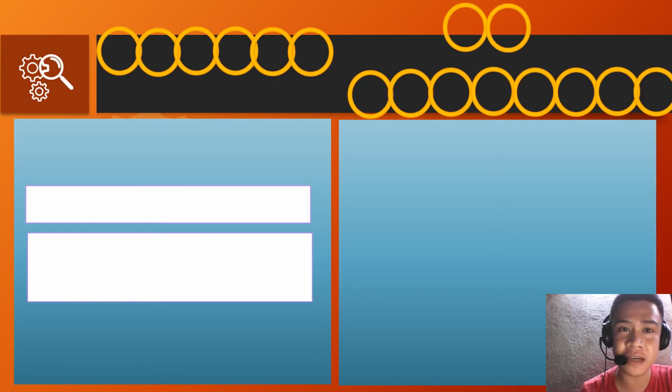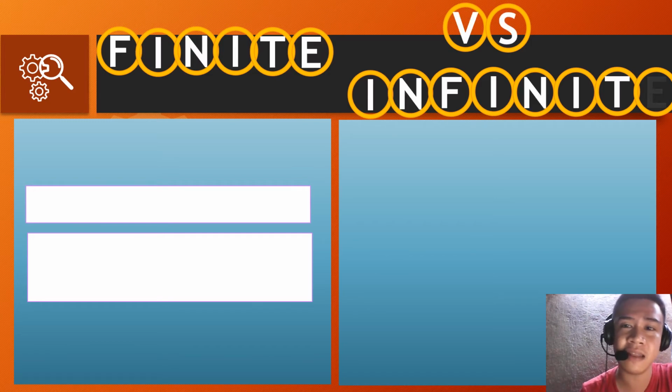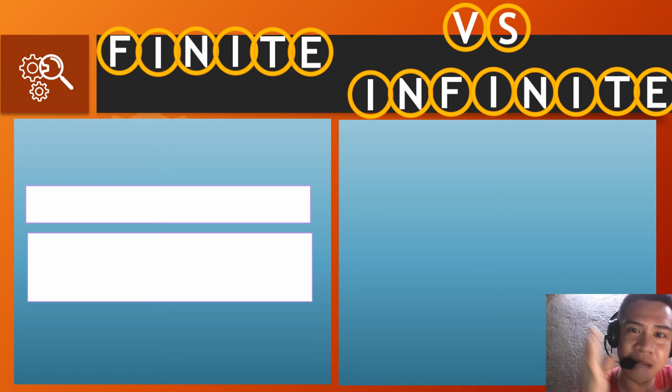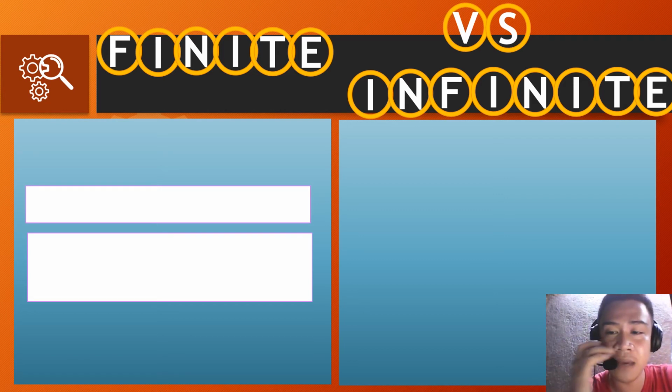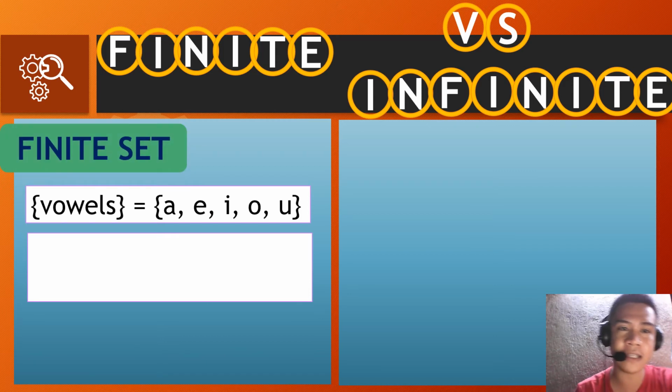Next subtopic, we are going to differentiate finite versus infinite. Ano nga ba ang pinagkaiba ng finite versus infinite? All the sets we have seen so far have been finite sets, meaning that we can list all their elements. So, pwede nating malilista yung elements ng isang set. Merong dulo. So, we have finite set.